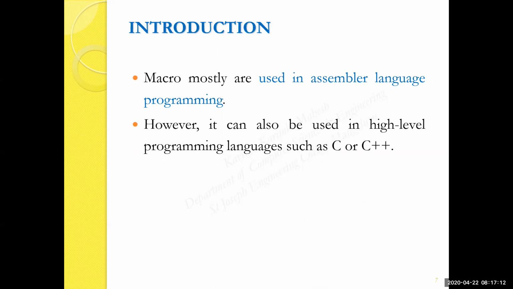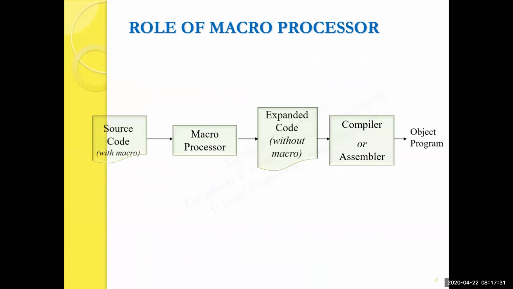Where exactly are macros helpful? The most common use of macro is in assembly language programming. However, it can also be used in high-level language programming such as C, C++, and so forth. A common example of a macro is the #define statement that we use in our C programs.